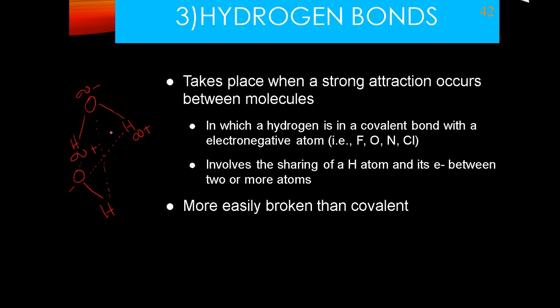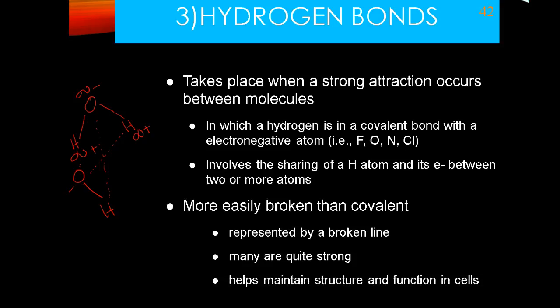Hydrogen bonds are more easily broken than covalent bonds. We said that hydrogen bonds are represented by a broken line. However, when we get many of these hydrogen bonds in place, it's going to help bring some structure and function, and it makes things quite strong. We said it helps to maintain structure and function in cells.